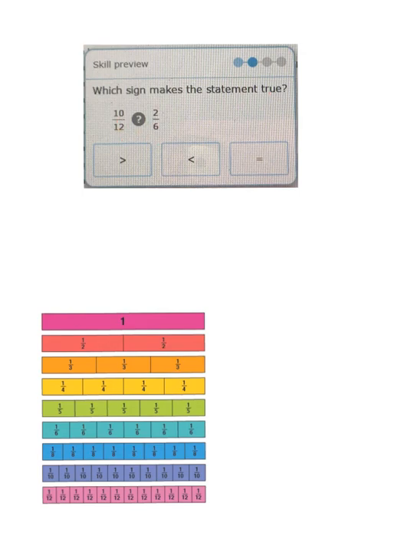My first thought here is actually to think about the benchmarks. 12, I know that half of 12 is 6. And 10 is bigger than that, so this is bigger than a half. I know that half of 6 is 3, and 2 is less than that. So this is smaller than a half, so this one must be bigger. That's the first way I think about it.